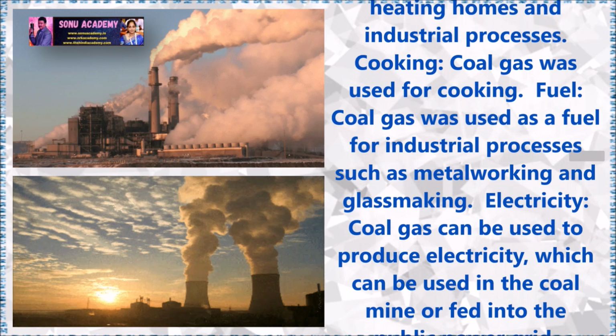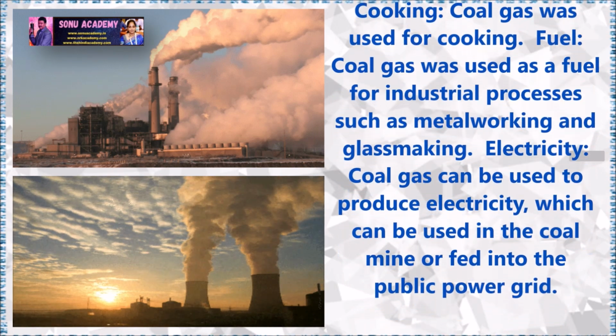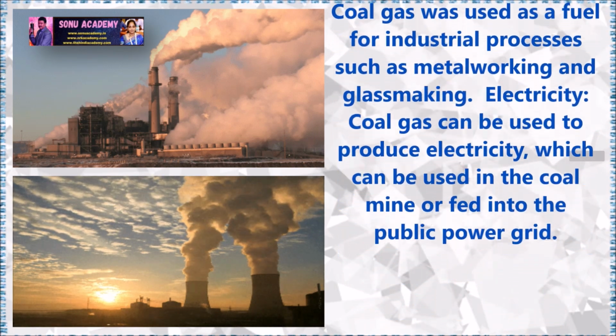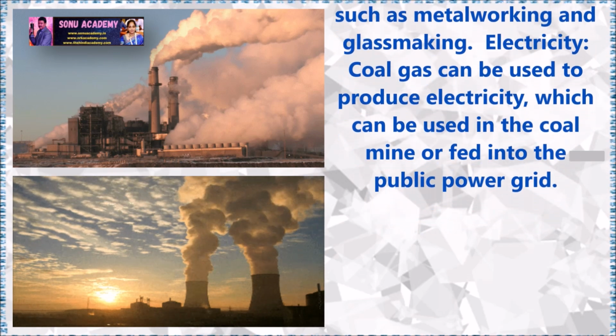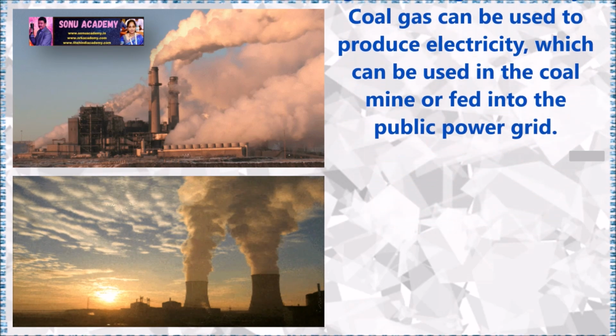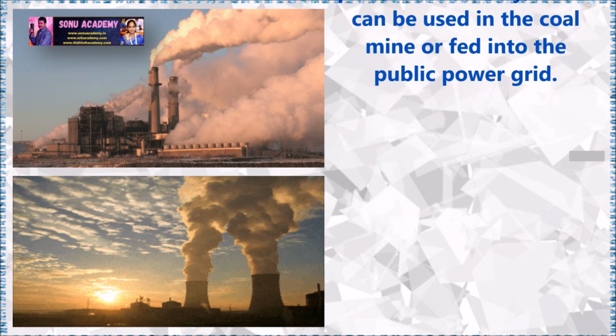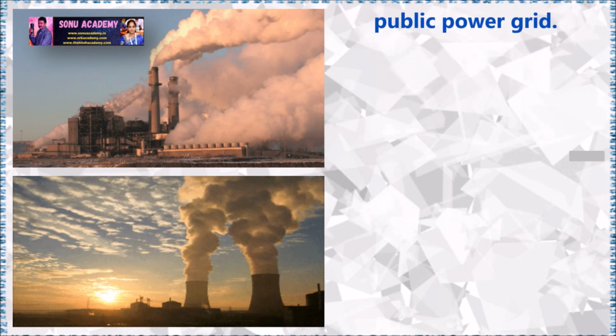Fuel: coal gas was used as a fuel for industrial processes such as metalworking and glass making. Electricity: coal gas can be used to produce electricity, which can be used in a coal mine or fed into a public power grid.